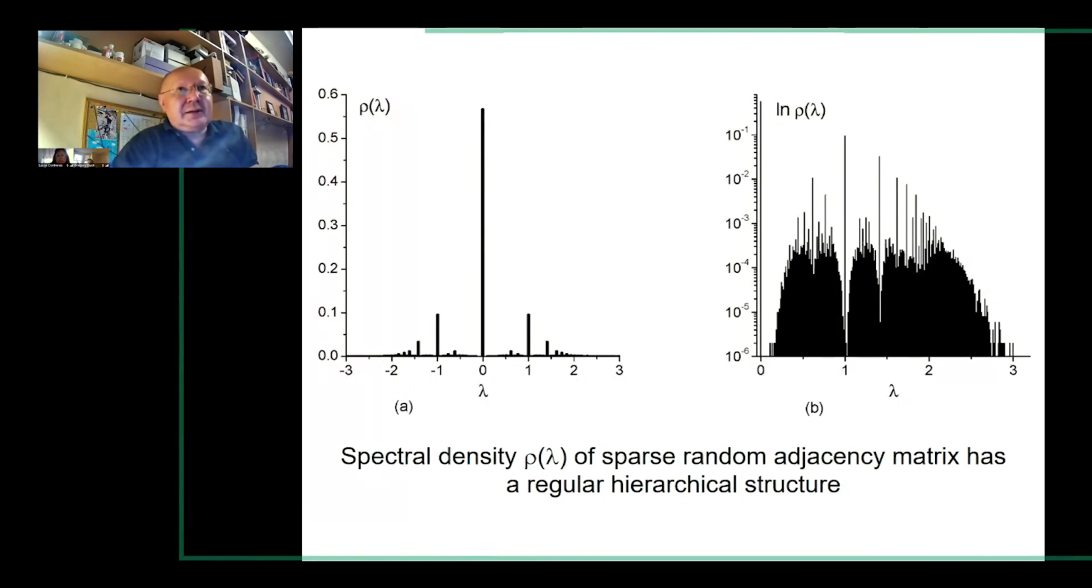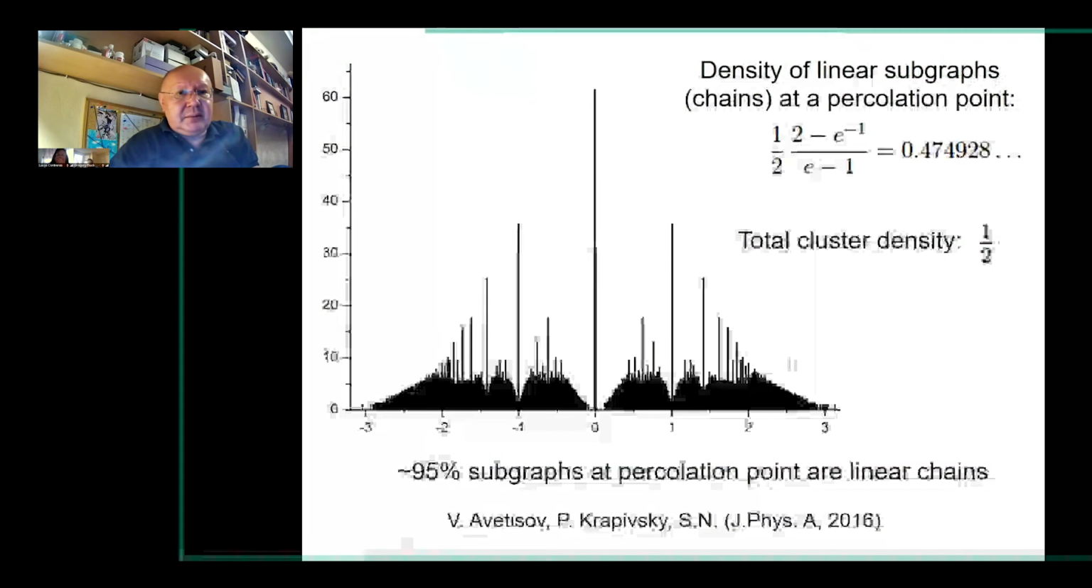So again, you have a random matrix. You have generated different realizations with fixed probability, and then you compute the spectral density, so the distribution of eigenvalues, and you see the structure which is like that. Here it's even better seen. So you see a hierarchy of peaks, and they are separated by smaller ones, then by smaller ones again, and so on and so forth.